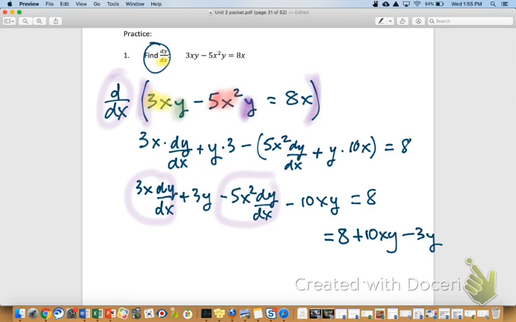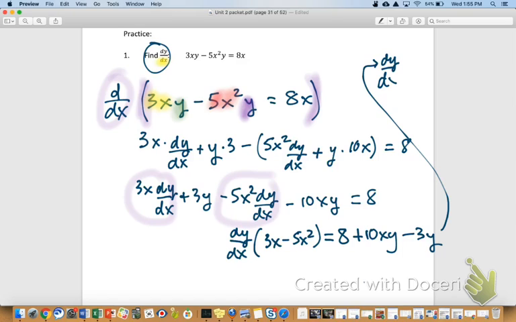So I would usually write it like this. dy/dx, parentheses, 3x minus 5x squared. I would just mentally factor that out real quick. I mean, you can show another couple of extra steps if you want. This is what I usually do. And what should be your final step? Division. There we go. So if we were to sort of clean this up a little bit, I'll come up here and say dy/dx then equals 8 plus 10xy minus 3y over 3x minus 5x squared.